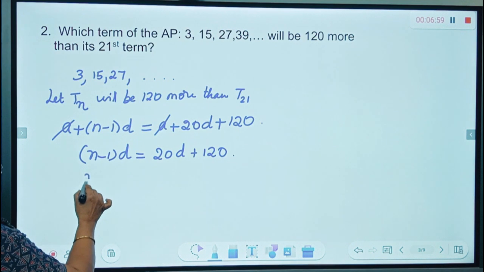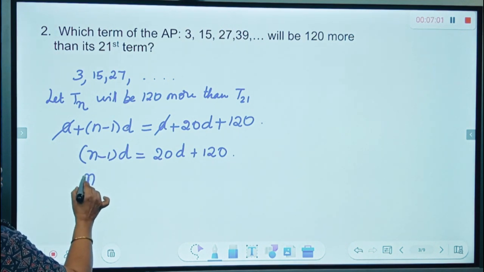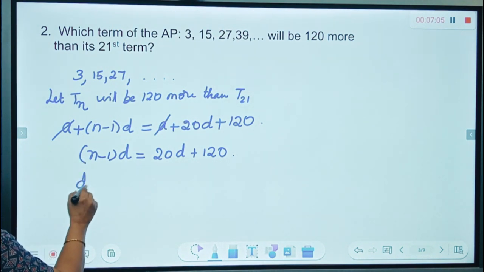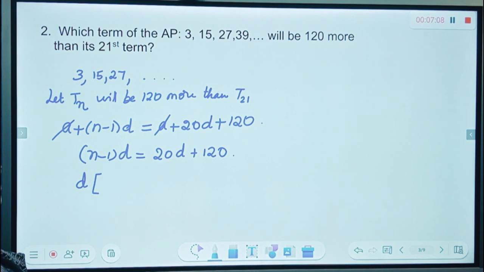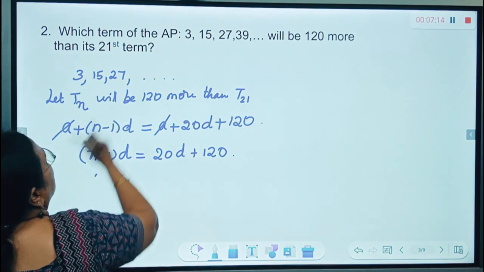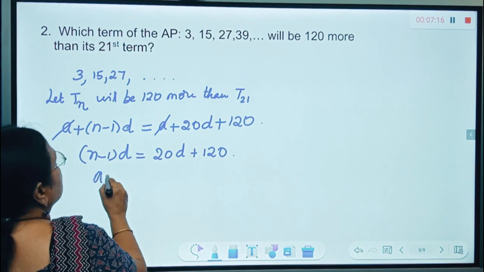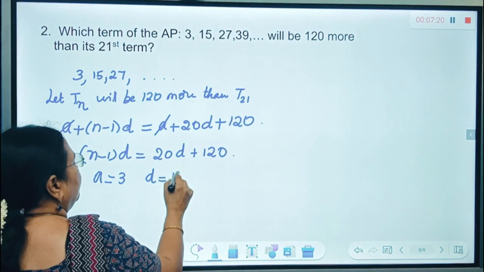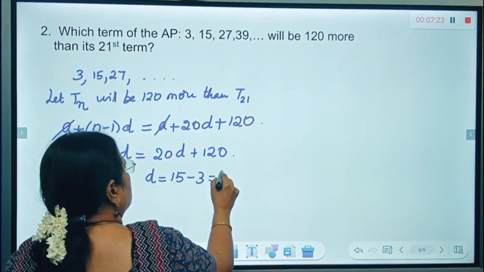So this is n. So what will I get in terms of D? D equal to, but before that I know what is A. What is A? You are given the sequence. So you know A is 3 and D will be 15 minus 3, which is 12.